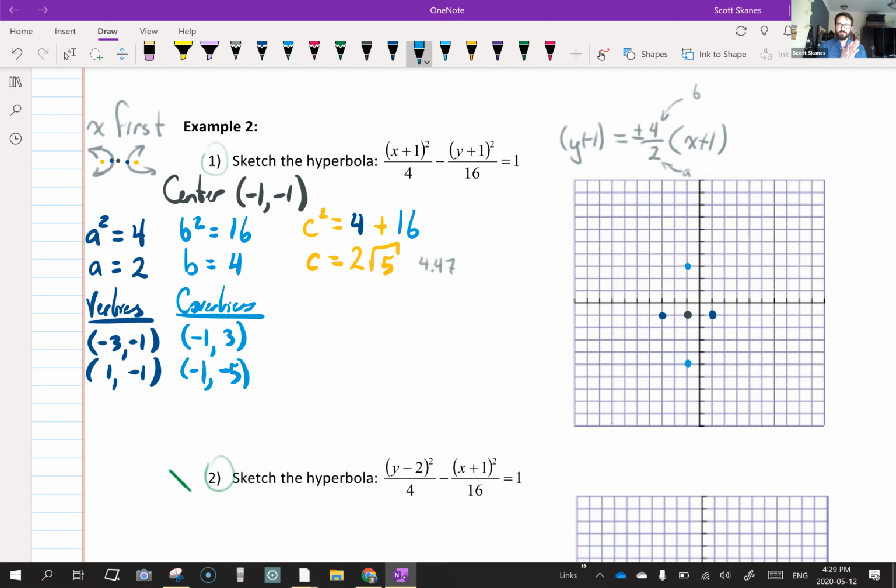What do you guys think? Any mistakes anywhere that you need re-explained before I do the rest? All clear. Okay, good.